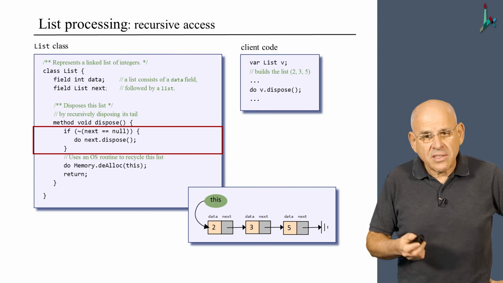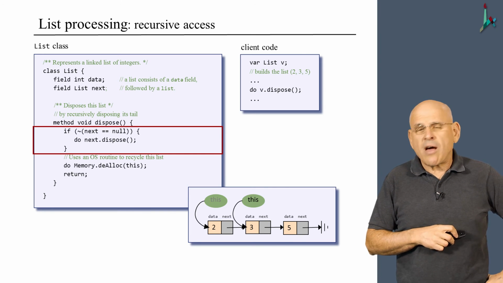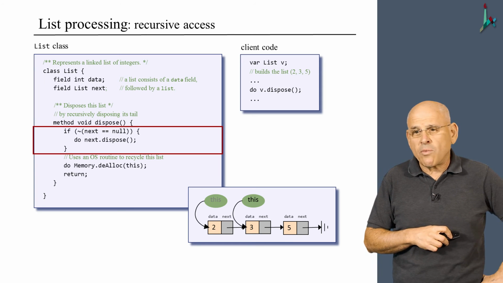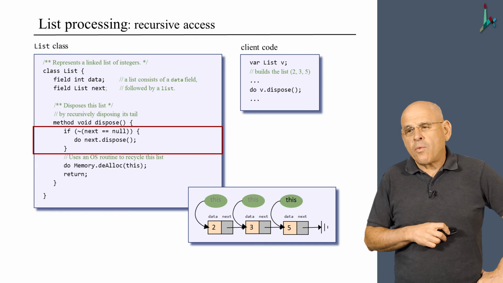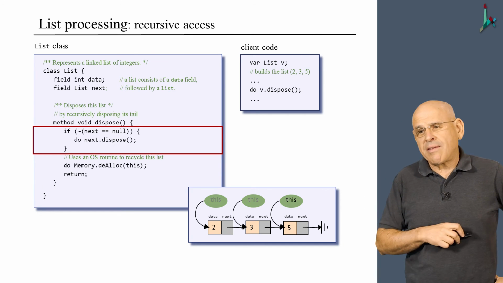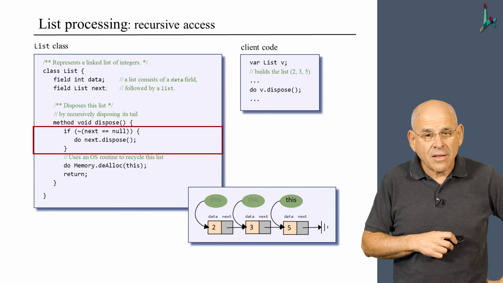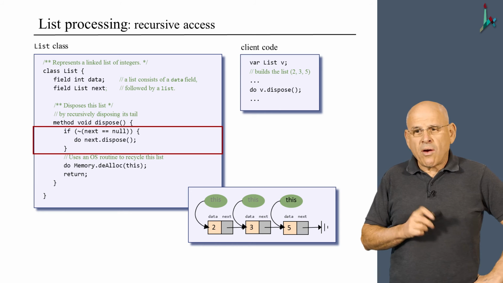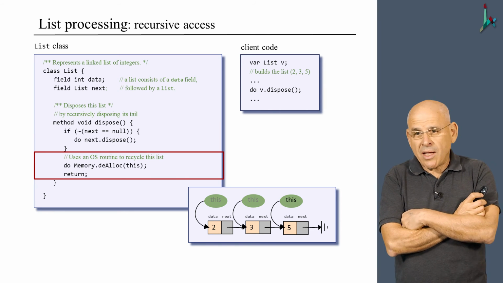So now, when we get into this level of the recursion, this now points at the tail of the list. Once again, it's not null. So once again, we call ourselves, we call dispose. Now this points at the last item in the list, and indeed now next is null. And because next is null, we're going to move to the base case of the recursion.